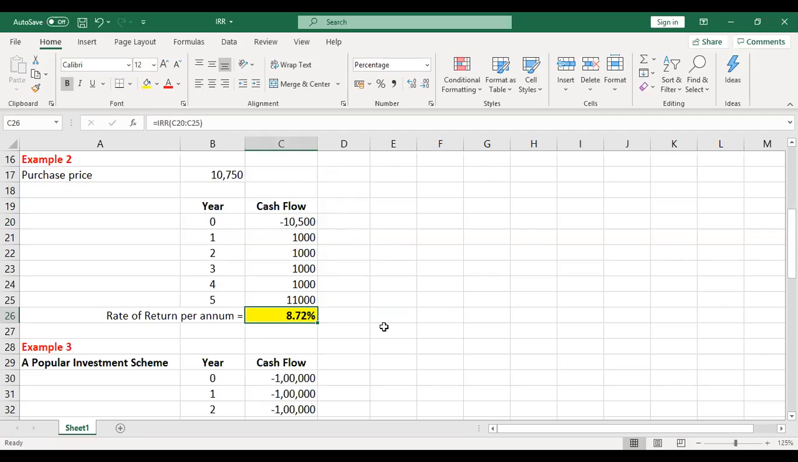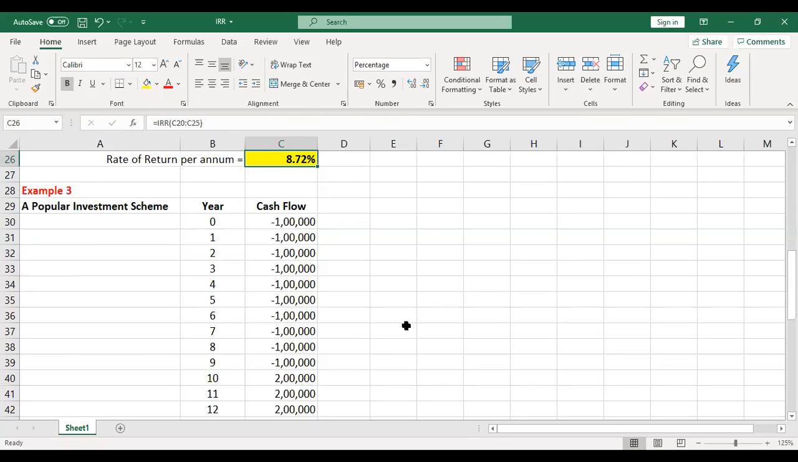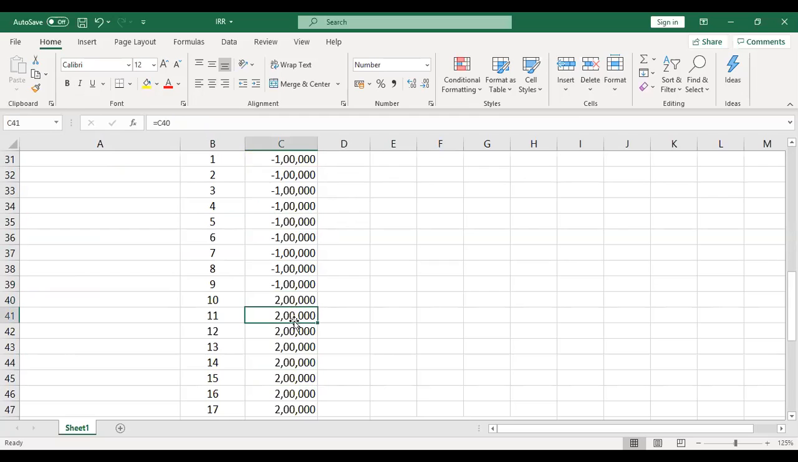I don't want to name the companies, but this is a scheme which has been very popular. The scheme is very simple. Some of you also must have come across this kind of an investment scheme where the company tells you, you pay 1 lakh rupees for the first 10 years. That means 0 to 9. 10 payments of 1 lakh you make. From the 11th year onwards, the company will pay you 2 lakh rupees for the next 10 years.